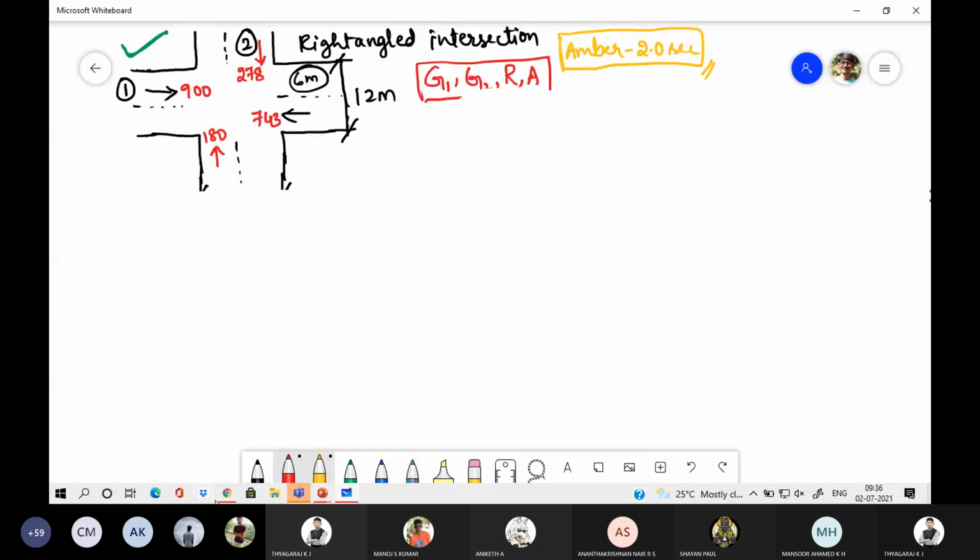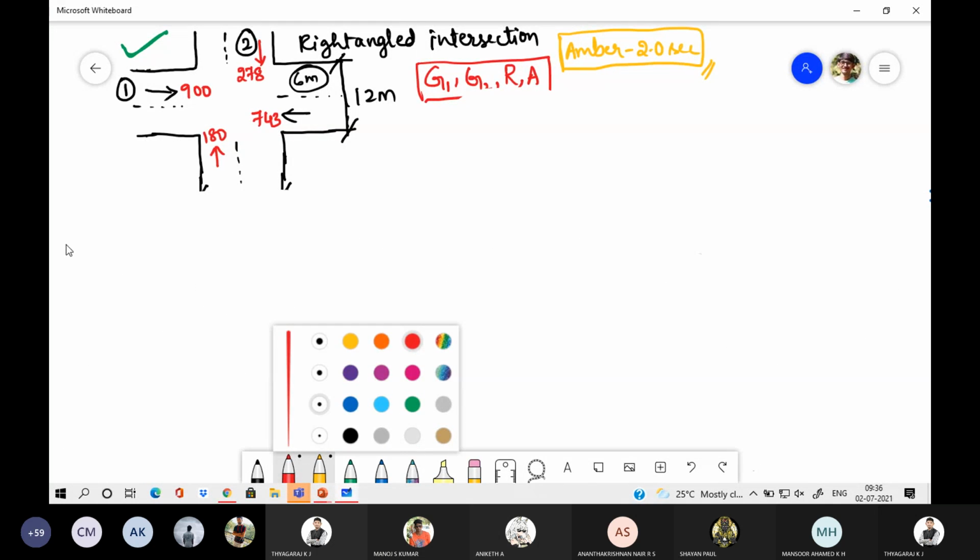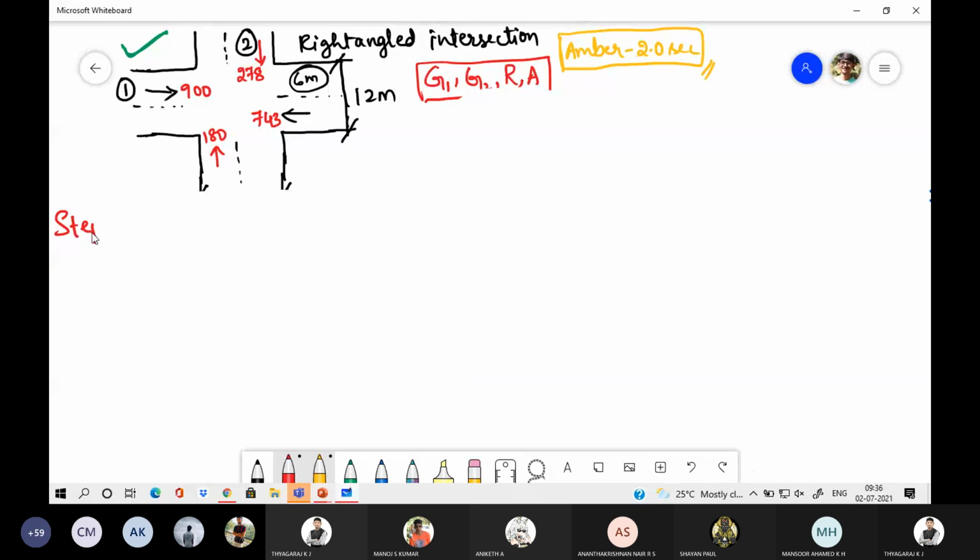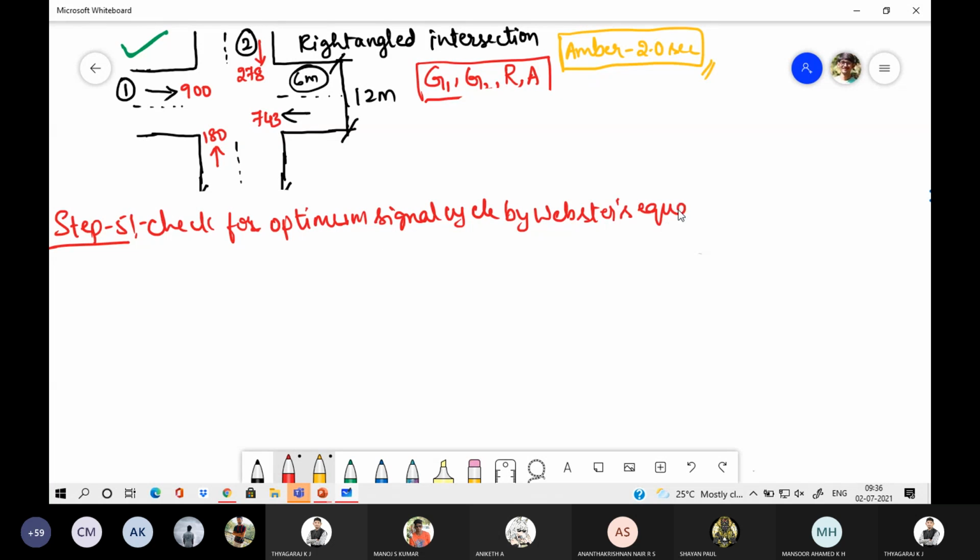Now step 5 is checking the signal timings by Webster's method. So check for the optimum signal cycle by Webster's equation.